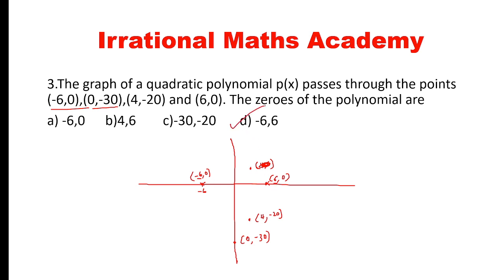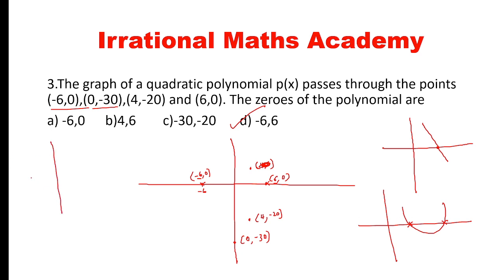Then the option is what? D. Okay. So remember here, zeros of the polynomial. For example, if it is a linear one, let us say it is touching the x-axis at this point, right? This is your zero of the polynomial. Or if it is a quadratic one, it is touching at 2 points, right? This is your zeros of the polynomial. If it is a cubic one, so it is touching at what? 3 points. This is your zeros of the polynomial.